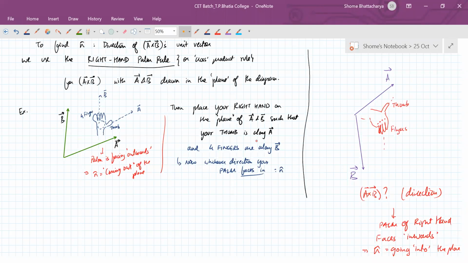So either your hand will be placed such that you're looking at your palm, the palm is facing you, or your hand will be placed like the second example I've shown, where you're looking into the side which has the knuckles. So your palm is actually facing away from you. So it is into the plane. So this is how we find out the direction of A cross B, whether it is coming out of the plane or into the plane. So hope you've understood this right hand thumb method, or this right hand palm method, as it is called.